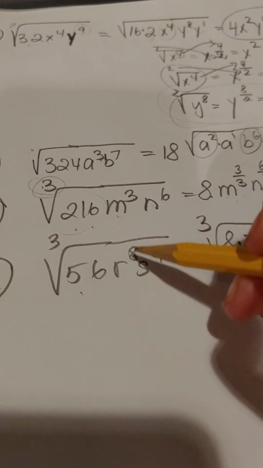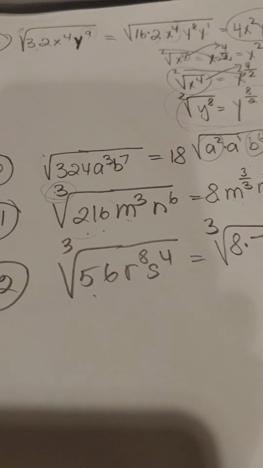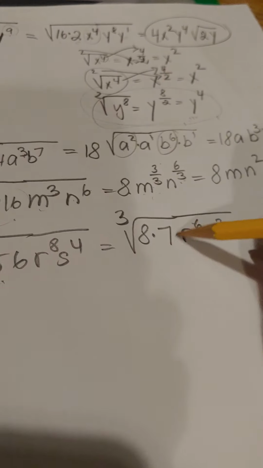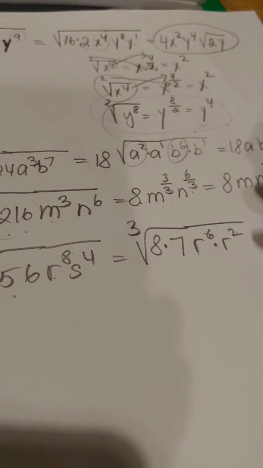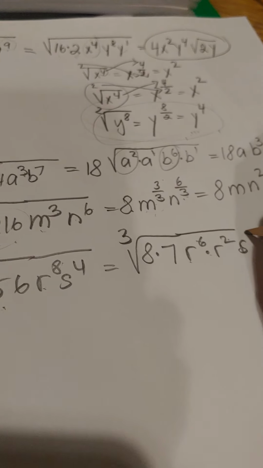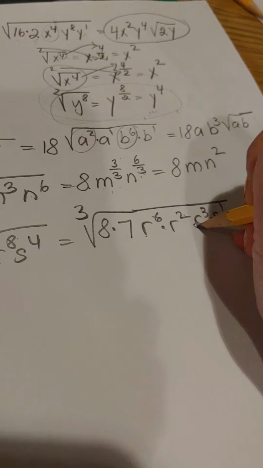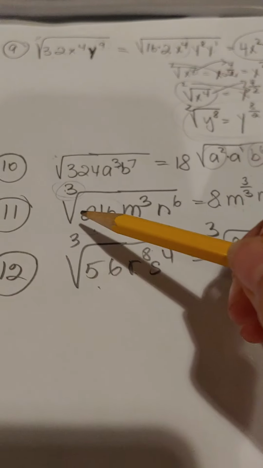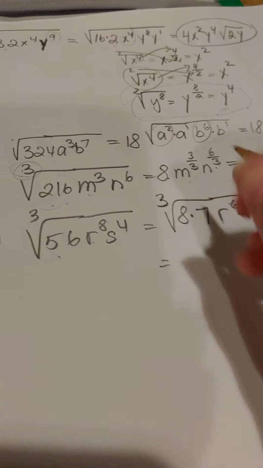R to the 8th power, is this a multiple of 3? No. So we have to make it a multiple of 3. 6 is a multiple of 3, and 6 plus 2 is 8. That's how we broke down the r to the 8th power. It's r to the 6th times r to the 2nd. S to the 3rd times s to the 1st, to make an s power that would be a multiple of 3, which is right here. Okay? So we prepared what we're going to do.